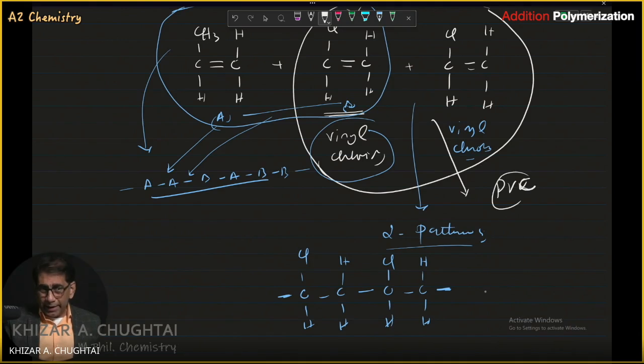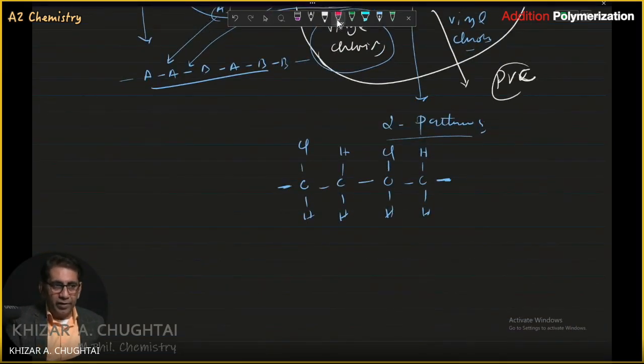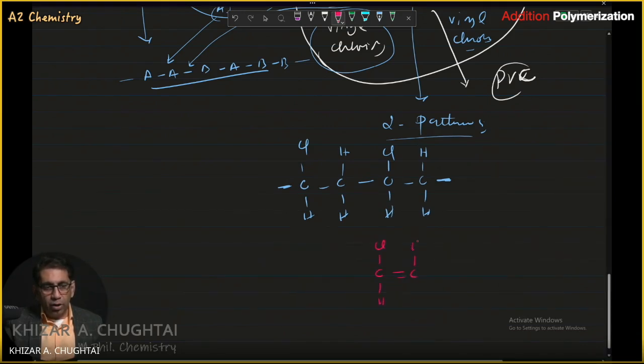Now the next thing is, what is the different pattern? The second pattern, I'm going to write it with the red pen. That will be like that: Cl over here, H, double bond, H, H. But this time, I'm going to reverse this molecule. I'm going to rewrite this molecule in a different way. Here it is.